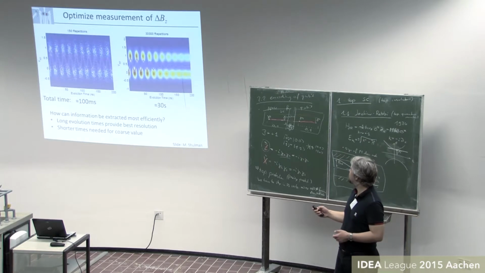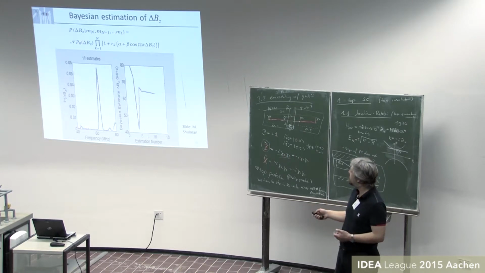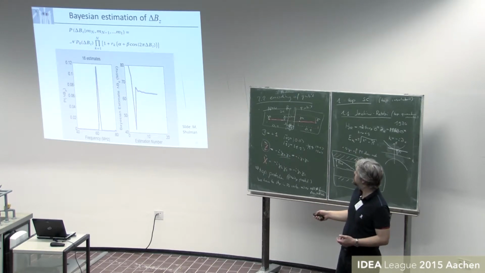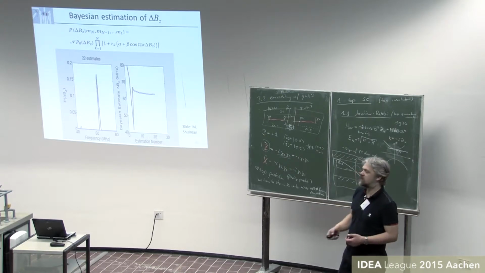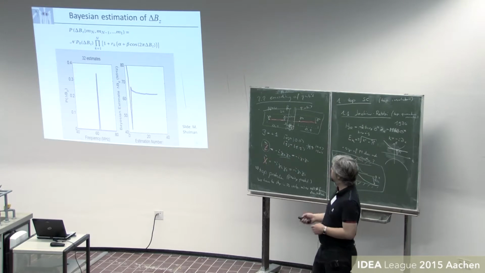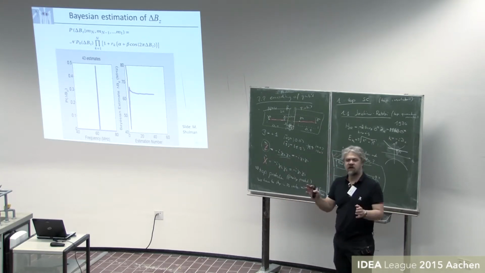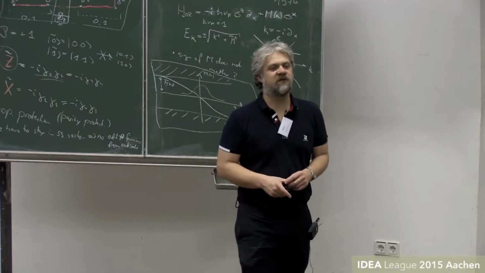Let's just jump back there again. So here you start out with something broad. You see it jump around. The first few measurements don't really tell you where you are, but then after a few tens, you have a nice sharp peak. And it turns out that you get a pretty good accuracy after just something like, I think, 200, 300 microseconds of measuring.